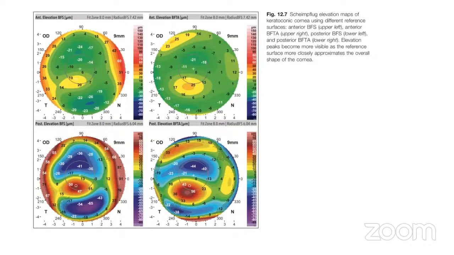This is a Scheimpflug elevation map of a keratoconus patient using different reference surfaces. That is anterior best fit sphere in the upper left, anterior best fit toric ellipsoid on the lower left, and posterior in the lower right. Elevation peaks become more visible as the reference surface more closely approximates the overall shape of the cornea.